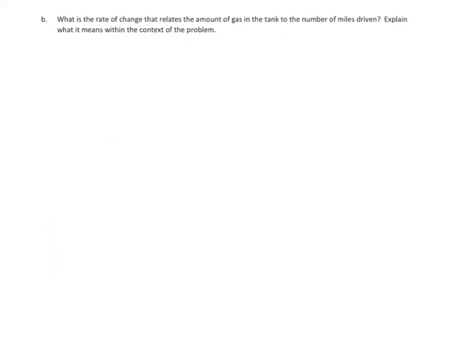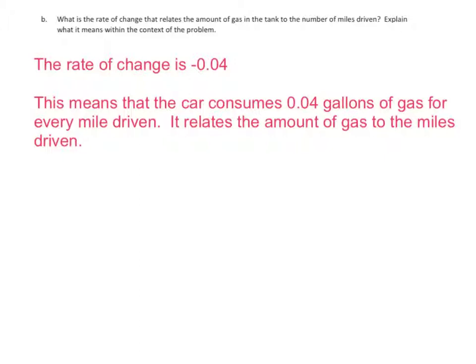Part B. What is the rate of change that relates the amount of gas in the tank to the number of miles driven? Explain what it means within the context of the problem. The rate of change is negative 0.04. This means that the car consumes 4/100ths of a gallon of gas for every mile driven. It relates the amount of gas to the miles driven.